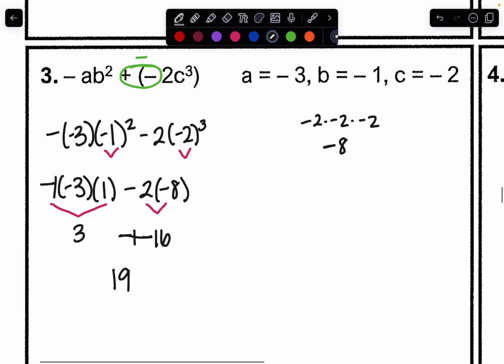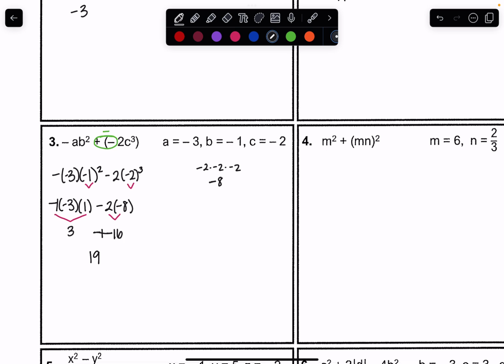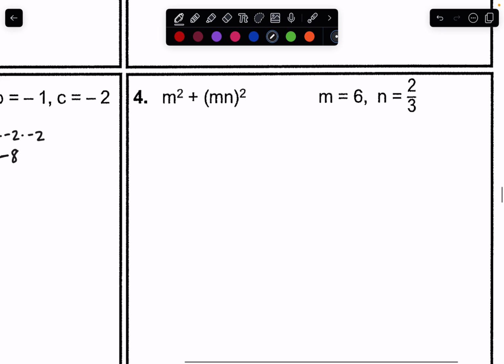Good. So that one was probably one of the harder ones that we will see. All right. So that one was pretty difficult. We had a lot going on there. All right, let's go to number 4. This one looks pretty challenging, but again, it's not that bad. So let's go ahead and try number 4.